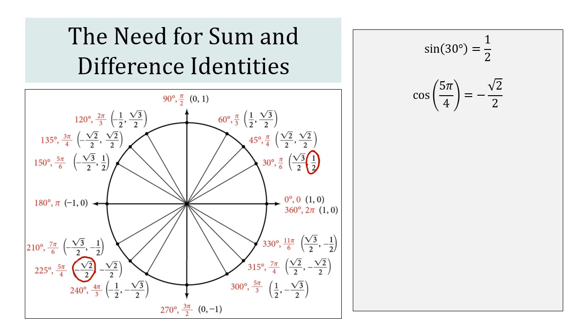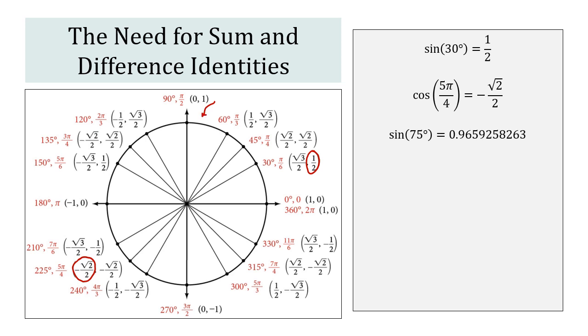-√2/2. But what if the angle given is not one of our common angles? Then what do we do? For example, consider 75 degrees, which is not a common angle. What is the sine of 75 degrees? Of course, with a calculator, we can determine that the sine of 75 degrees is equal to 0.9659258263, which makes sense because of the location of 75 degrees on a circle.